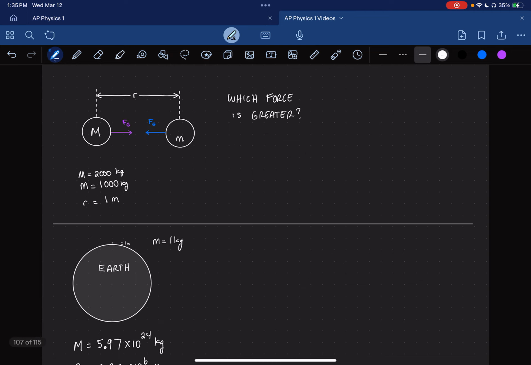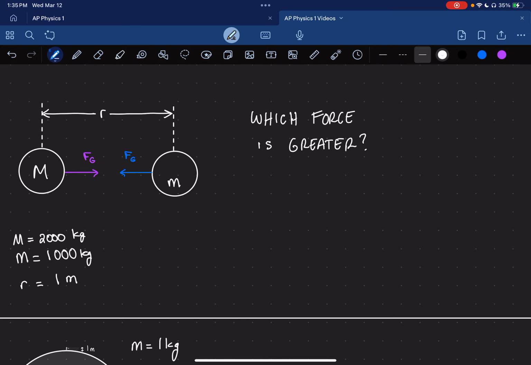Okay, let's keep going. And so here we have big M, little m. Big M is 2,000 kilograms. Little m is 1,000 kilograms. They're separated by 1 meter. Which force of gravitation is greater? Which one is pulling the other one with greater force?